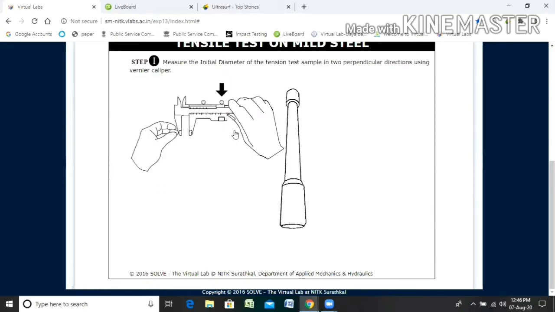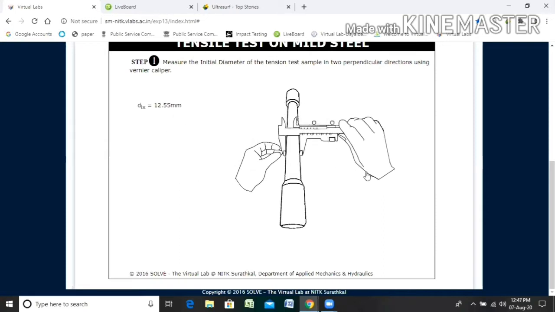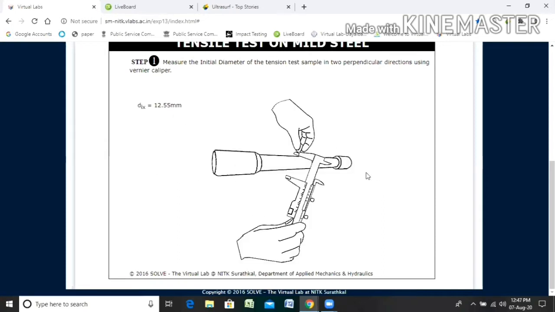See, first, step one is to measure the initial diameter of the tension test sample in two perpendicular directions using a vernier caliper. You can make a note of this. DIX is equal to 12.55 mm. Okay, DIX is equal to 12.55 mm.